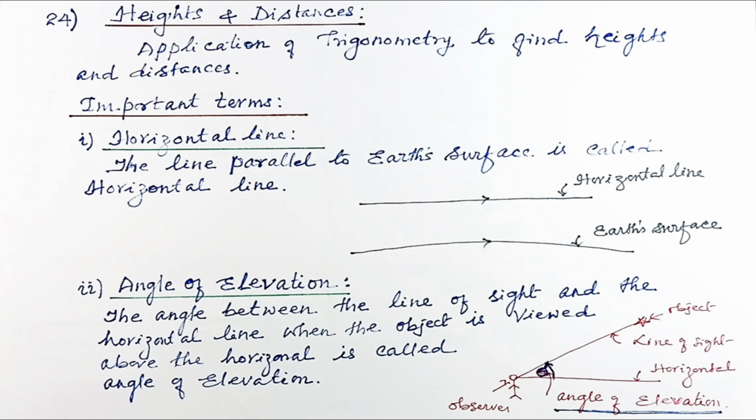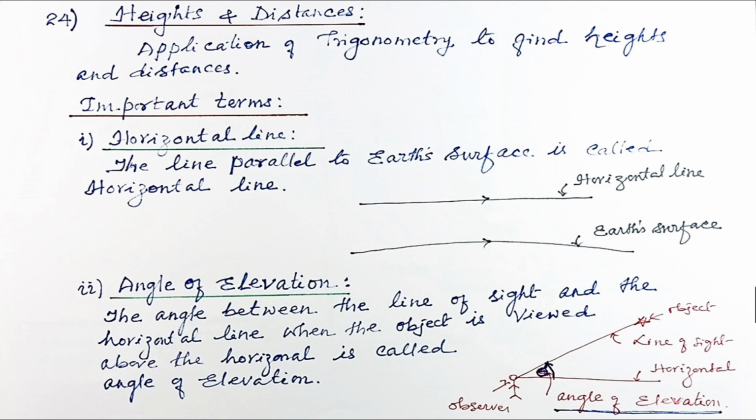Then the next important term is the line of sight. The line of sight is the line joining the eyes of the observer and the object he observes. That means we have an observer here, there is an object being observed, and the line joining the eyes of the observer and the object he is viewing is known as line of sight. So this is line of sight. The line joining the object and the eyes of the observer is called as the line of sight.